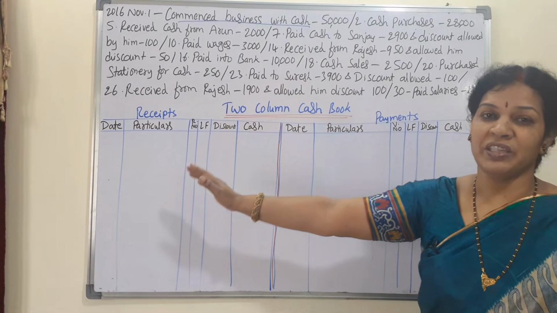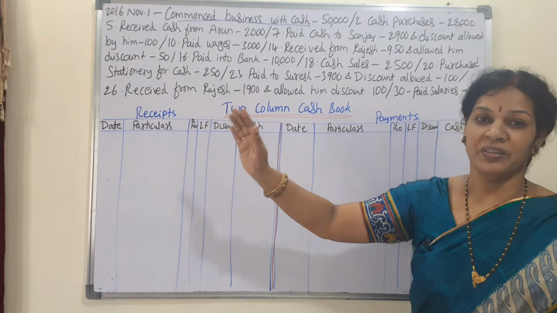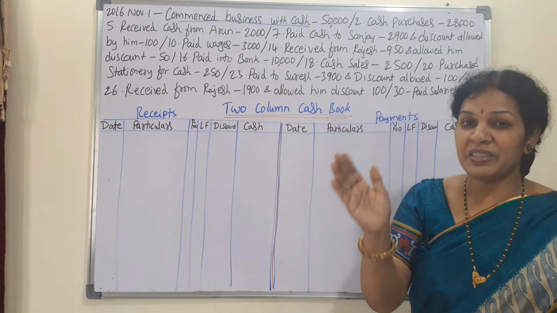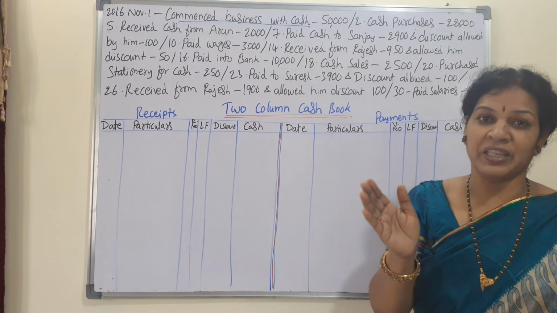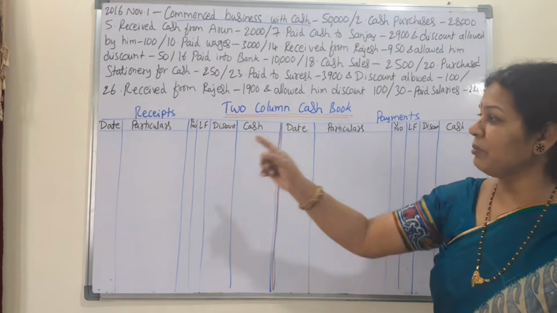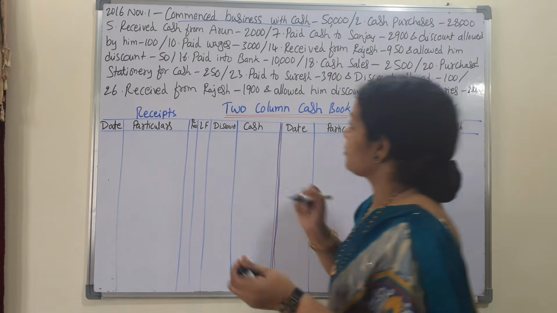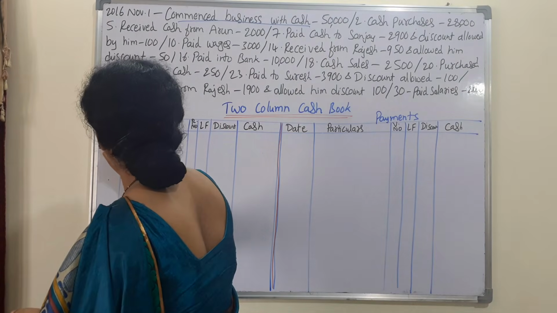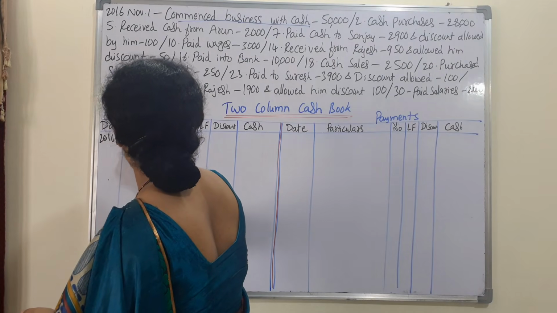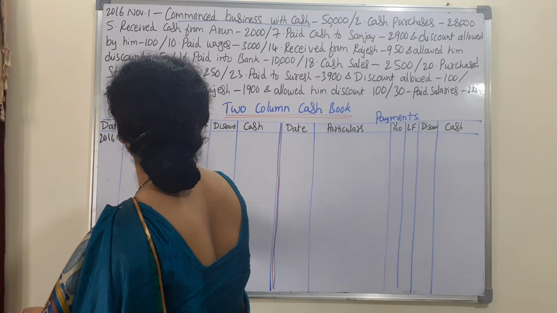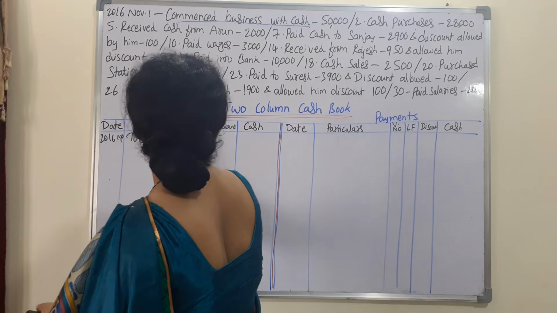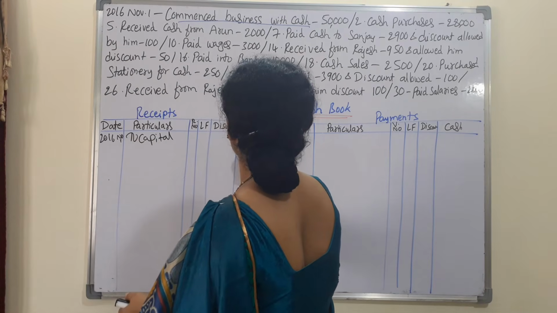It will always be on the debit side because in the business we have started with some amount, with capital we have started that business. So that will be on the debit side. Before going to that, let me enter it anyway. 2016 November 1st, to capital, 50,000 rupees.